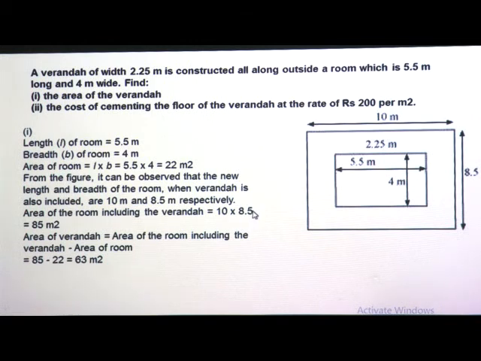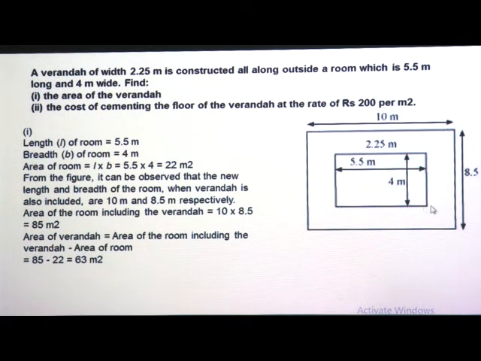So, after multiplication we get 85 meter square. Now, area of veranda is equal to this area. Area of veranda is equal to area of a room including the veranda minus area of a room, which we already found out here. So, what is the area of a veranda?